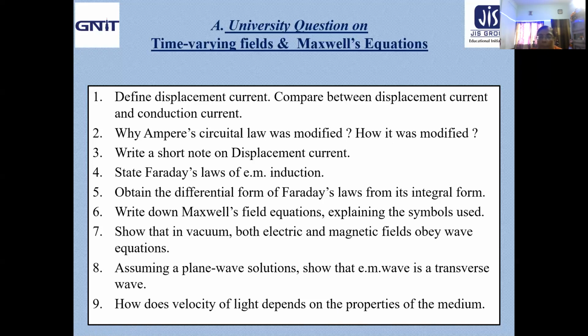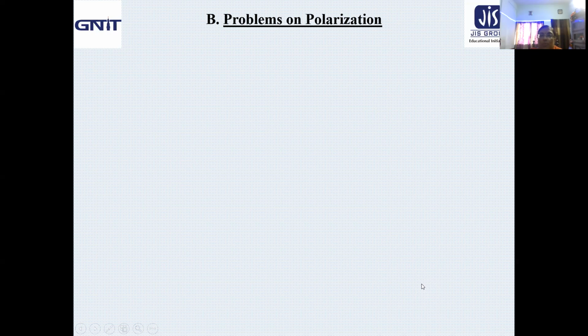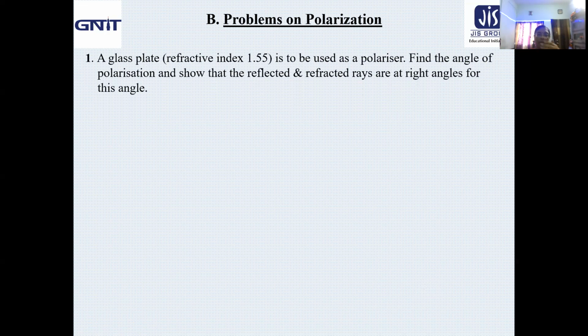Okay. Let us now move to section B, that is problems on polarization. One after another, we will try to do. So the first question, I'm starting with the simplest one. A glass plate of refractive index 1.55 is to be used as a polarizer. Find the angle of polarization. It is the first part. And show that the reflected and refracted rays are at right angles for this angle.